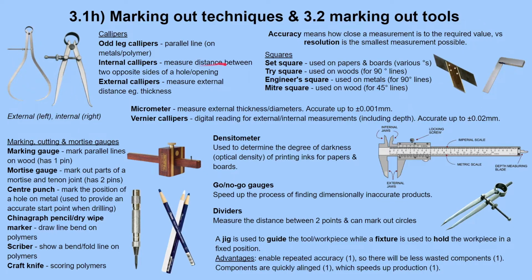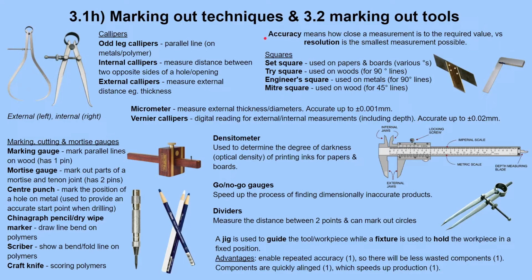Internal calipers. Internal is used to measure, you can see here, the distance between the openings, some sort of internal space, and then external to measure the external distance. And then odd leg calipers are basically just used to measure parallel lines and draw parallel lines as well on metals and polymers.